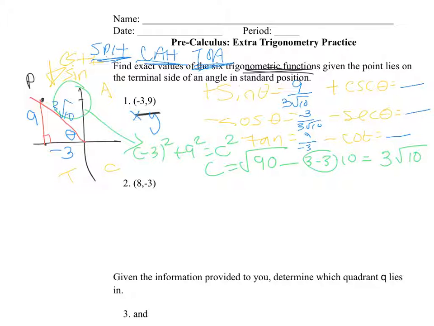So now I have 3√10 over 9. I'll have 3√10 over -3. And I'll have -3 over 9. And when we simplify, we can divide those guys by 3. We will get 3 over square root 10. And then we have to rationalize the denominator by multiplying by square root 10 over square root 10. So we get 3√10 over 10. That is the value for sine of theta.